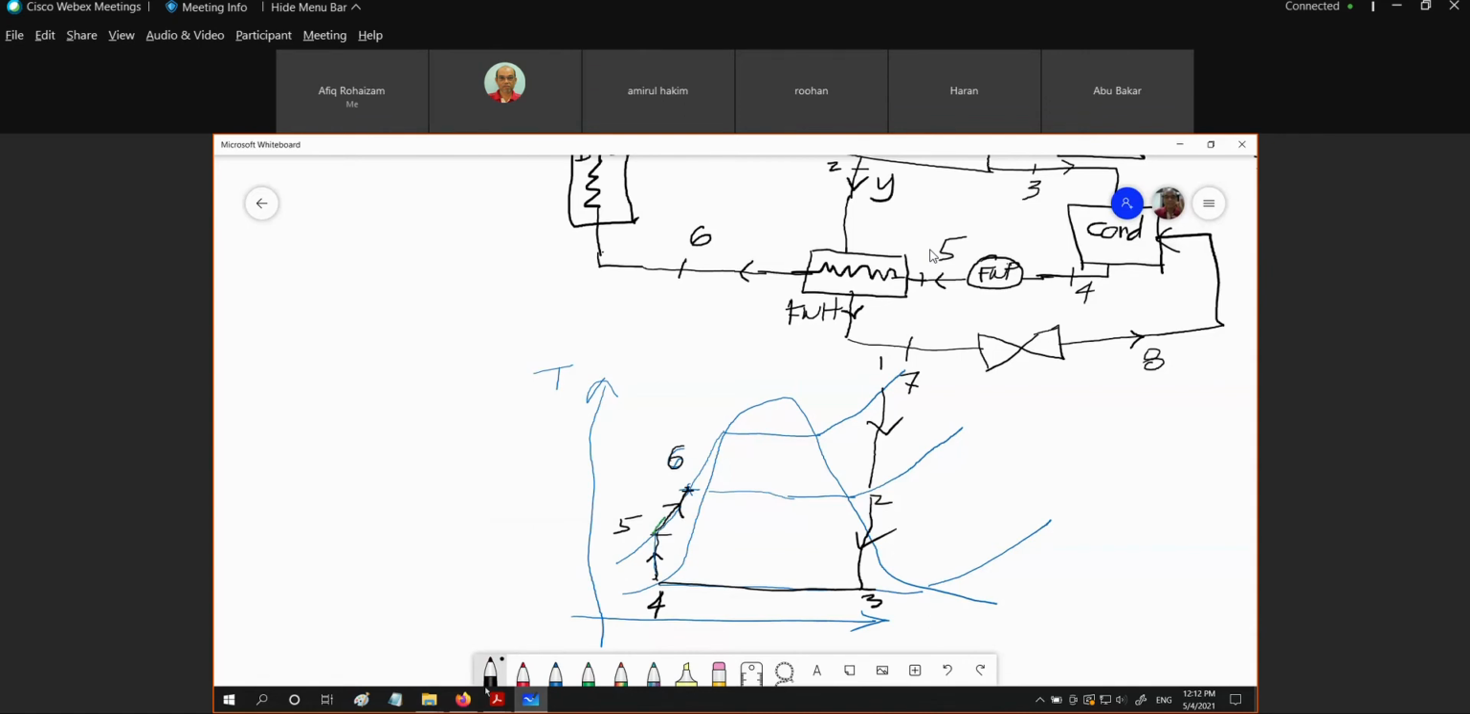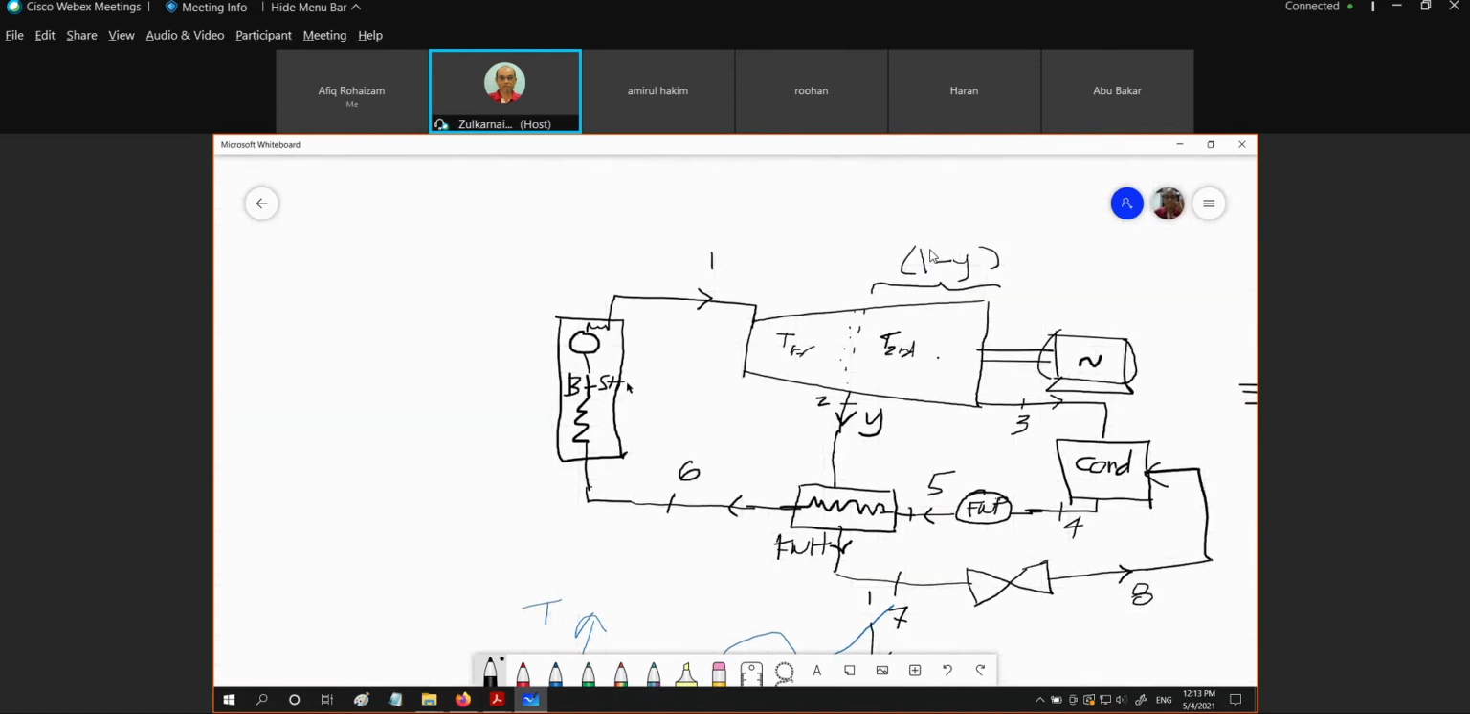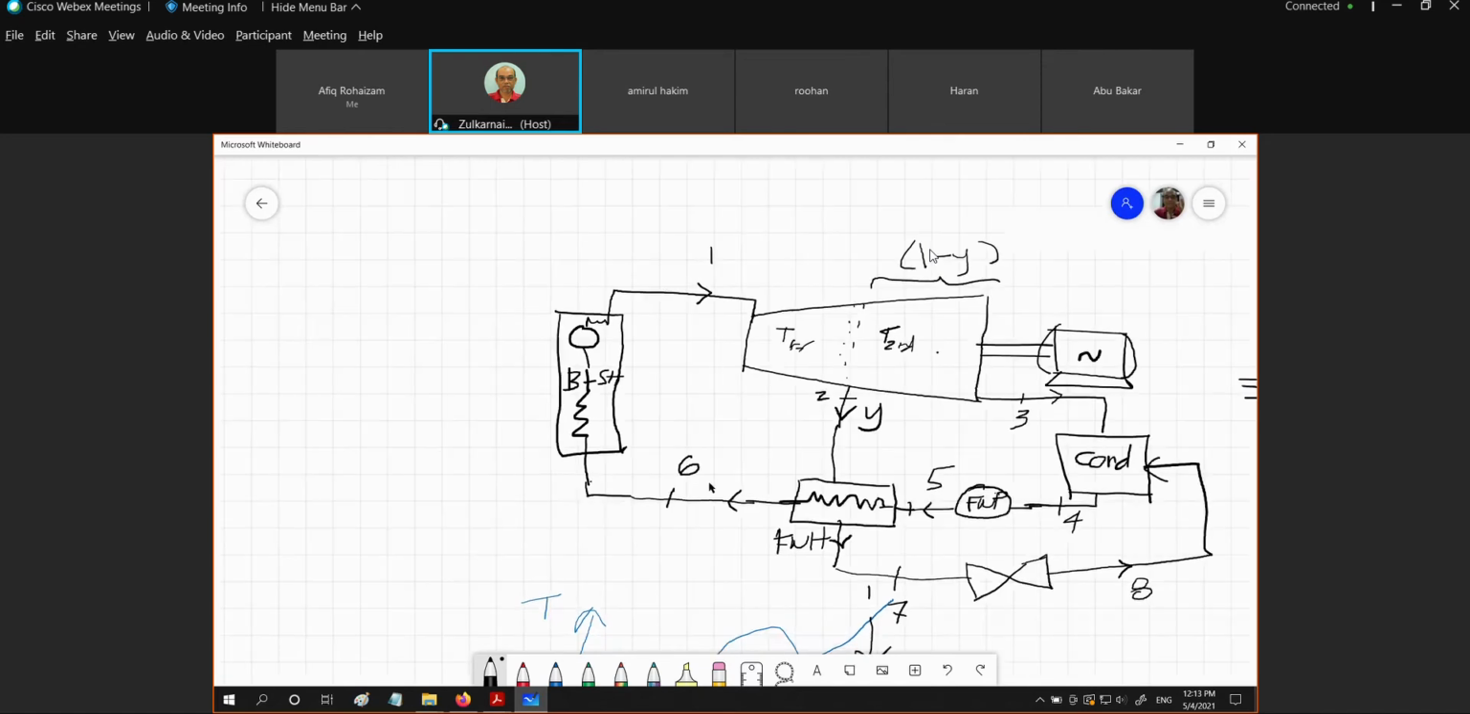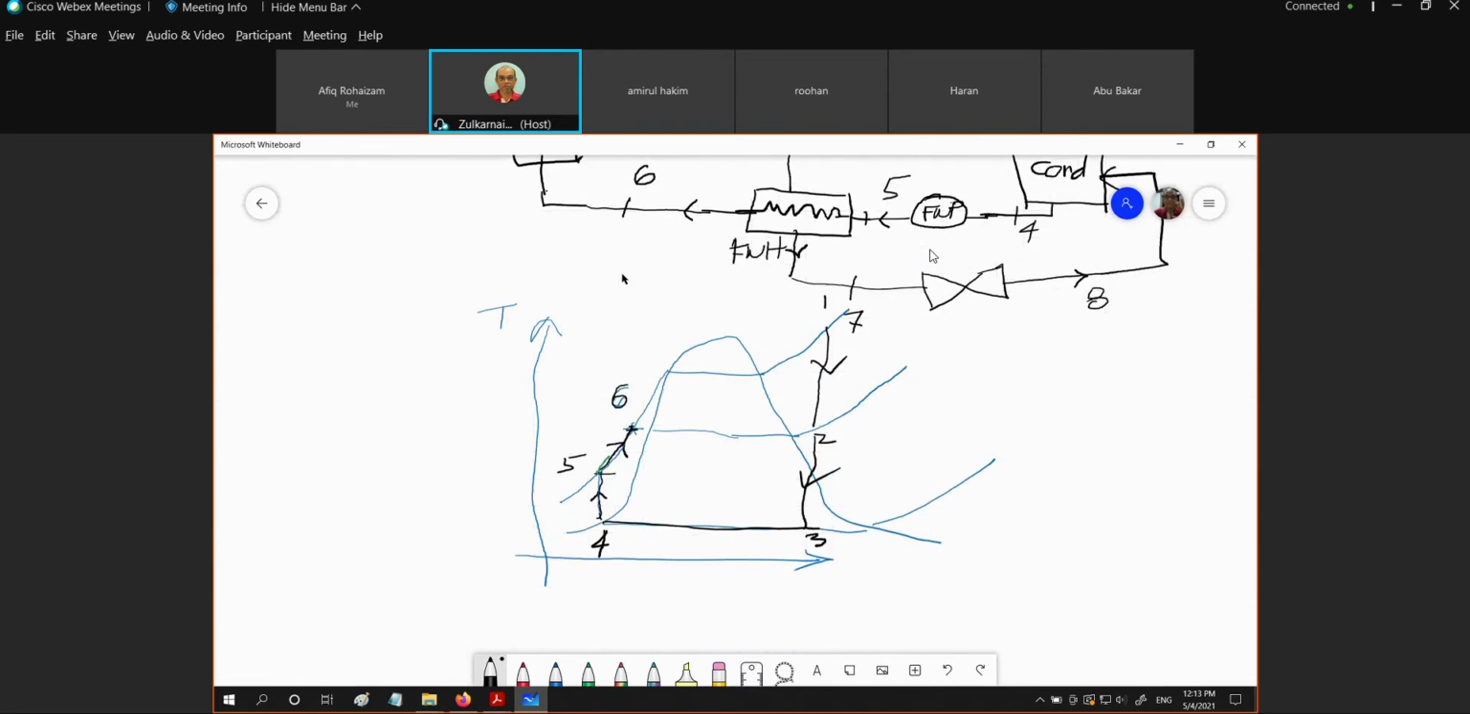That is the 6 to 5. And then from 6 to 1. You see, where is 6 to 1? The 6 to 1 is the heat absorbed by the water at the boiler and superheater. 6 to 1. Therefore, highlight the 6 to 1. Okay, so this is our arrow.